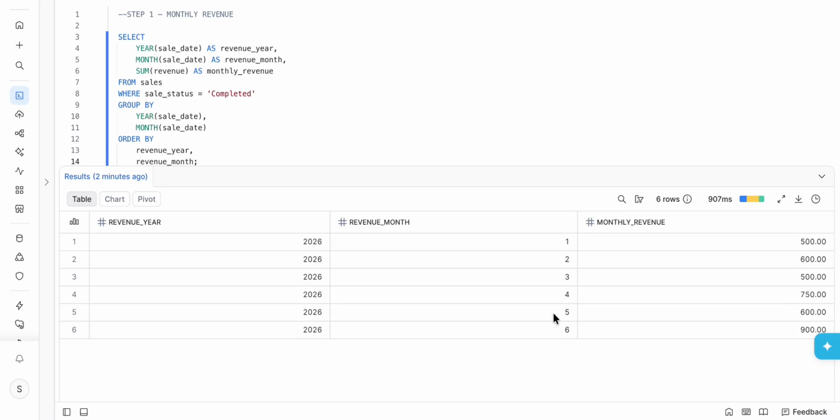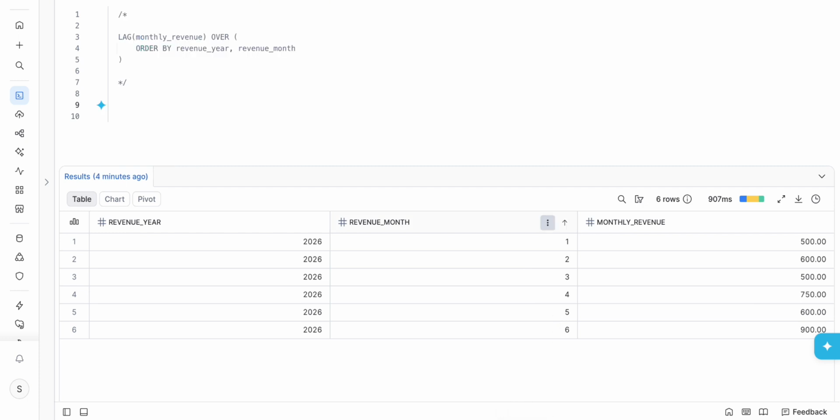So to calculate month over month, we basically need the previous month's value. For February, we need January's value. For March, we need February's value, and so on. So the question becomes, how do we get a value from the previous row? This is where the LAG window function comes in. LAG allows us to access a value from a previous row. We will order the rows chronologically by year and month. Then LAG will return the monthly revenue from the row immediately before the current row.